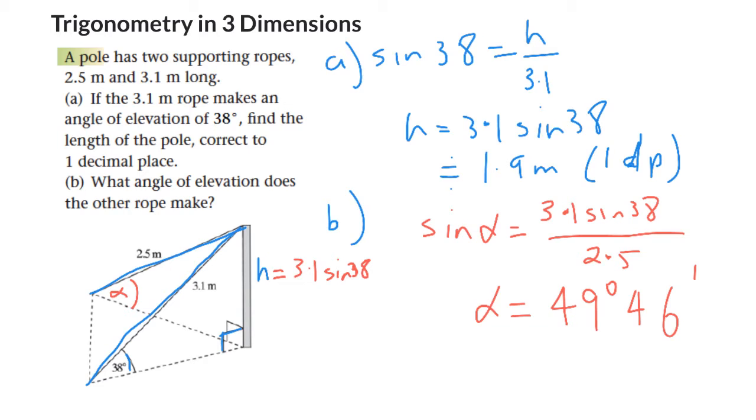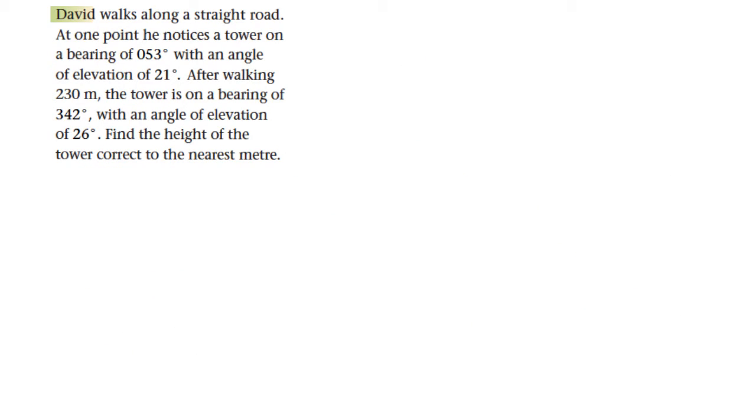The second type of example we'll have a look at, though, we're actually kind of doing those 2 things at the same time to get one answer. So I mentioned before that getting a good diagram in place is really essential for this type of question. And here we're given nothing. We're just given a description of what David is doing. We're not given a diagram of what David's walk looks like, other than that it's along a straight road. So David walks along a straight road. At one point he notices a tower on a bearing of 53 degrees.